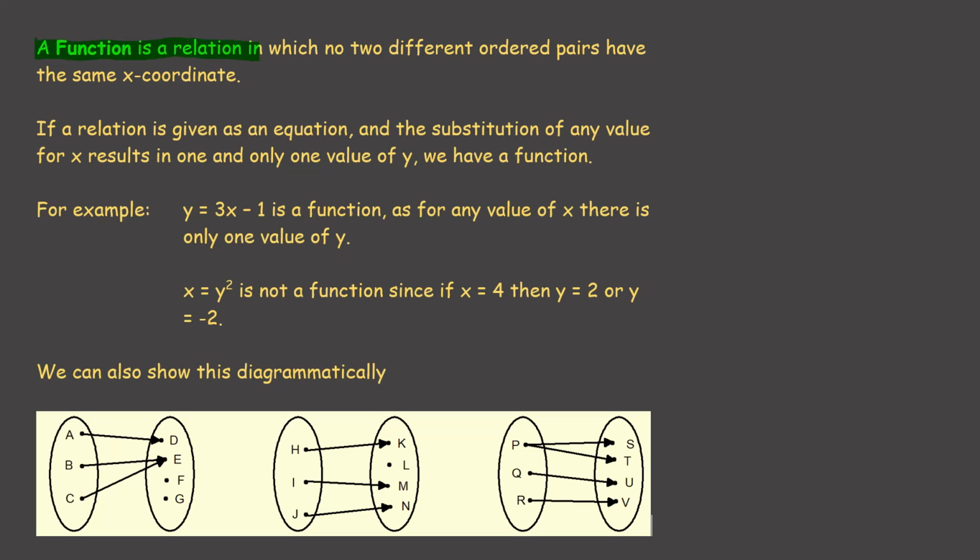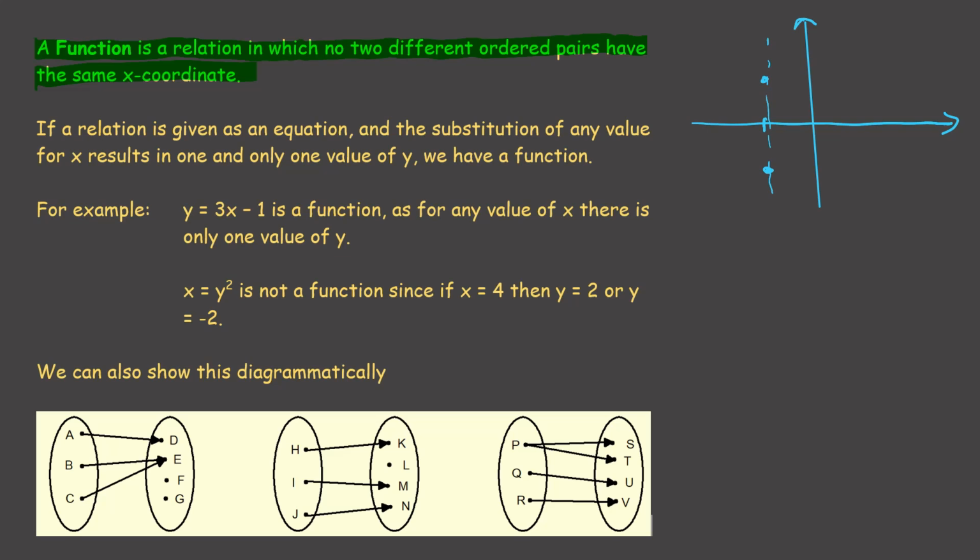A function is a relation in which no two different ordered pairs have the same x-coordinate. Now, you've covered some of this in your Year 11 methods course. The idea here is that if we have a graph, if you had a mapping where you had 2 points with the same x-coordinate, then that would be a relation but not a function.